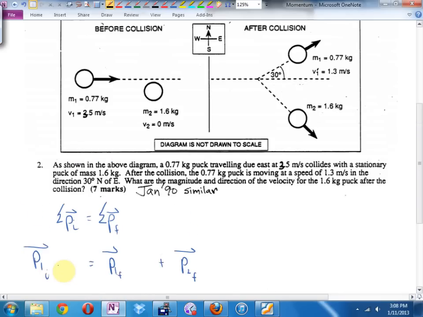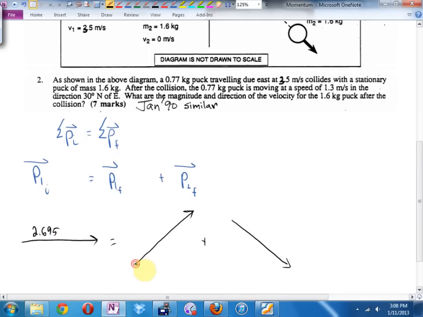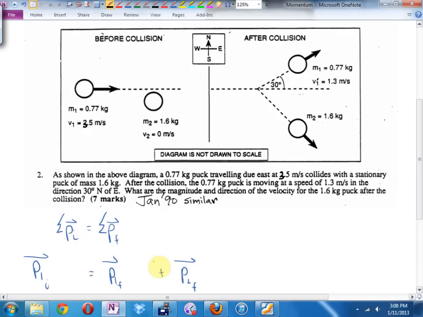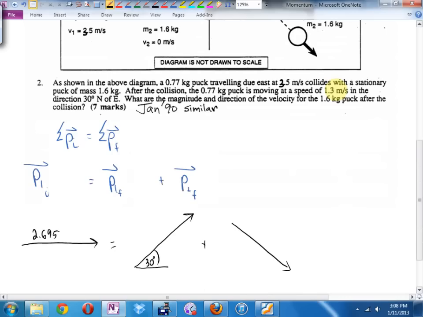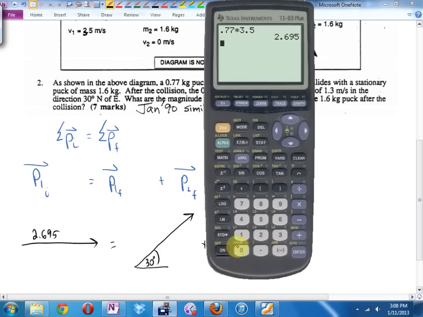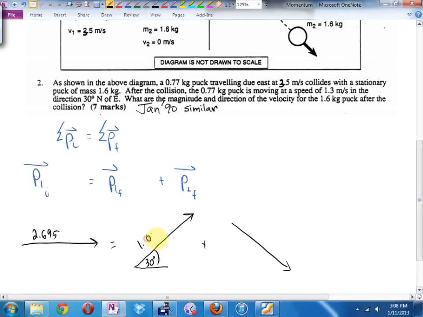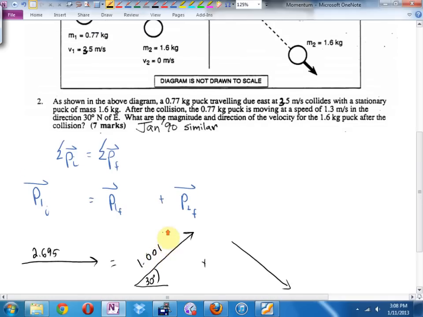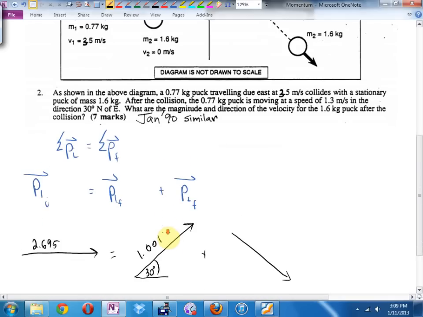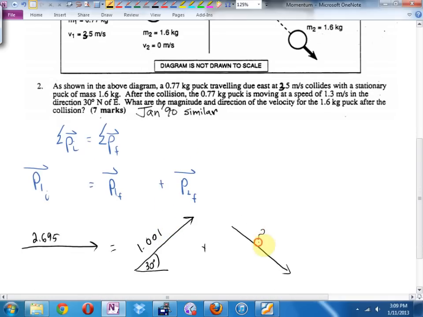And I notice in my diagram, this angle right here is 30 degrees, and this is momentum of mass 1, which is 0.77 times 1.3. That's 1.001, kind of nice numbers. And afterwards, I have, don't know.